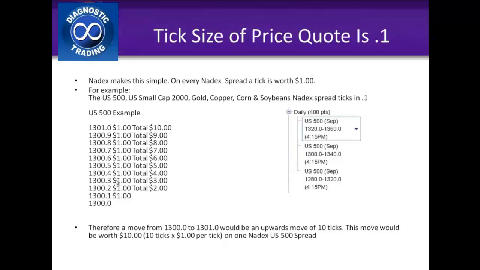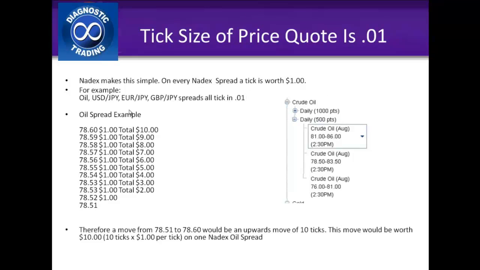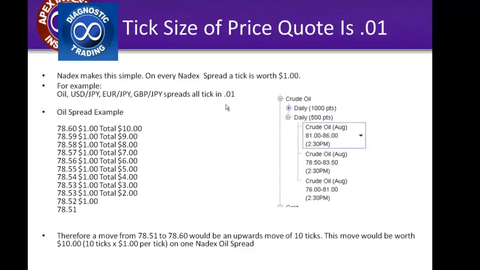So a move from 1300 to 1301 would be a move of 10 ticks. That move would be worth $10. 10 ticks times $1 per tick equals $10. And that's on one Nadex US 500 spread. Now the 3 yen currency pairs, US yen, Euro yen, pound yen, and oil, all tick in 0.01.